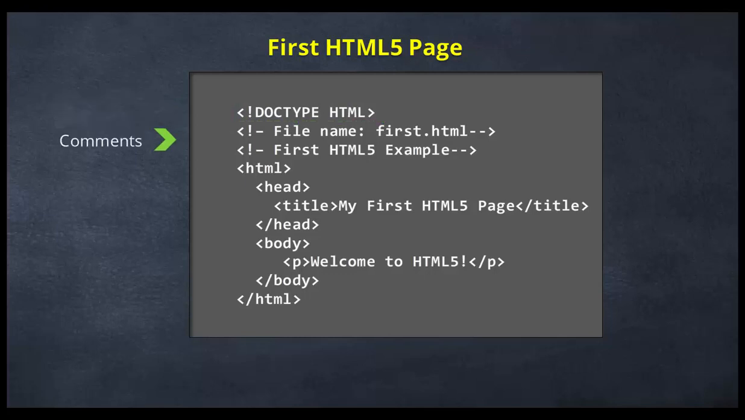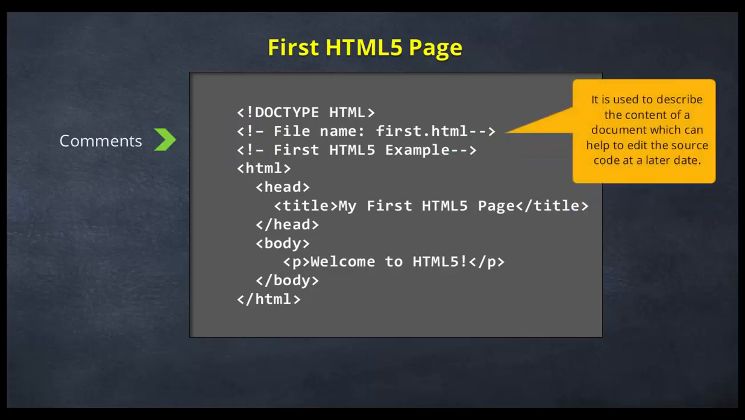Comments can exist anywhere between the HTML start tag and HTML end tag. Comments start with and end with. It is used to describe the content of a document which can help to edit the source code at a later date. The browser ignores comments when the document is displayed.